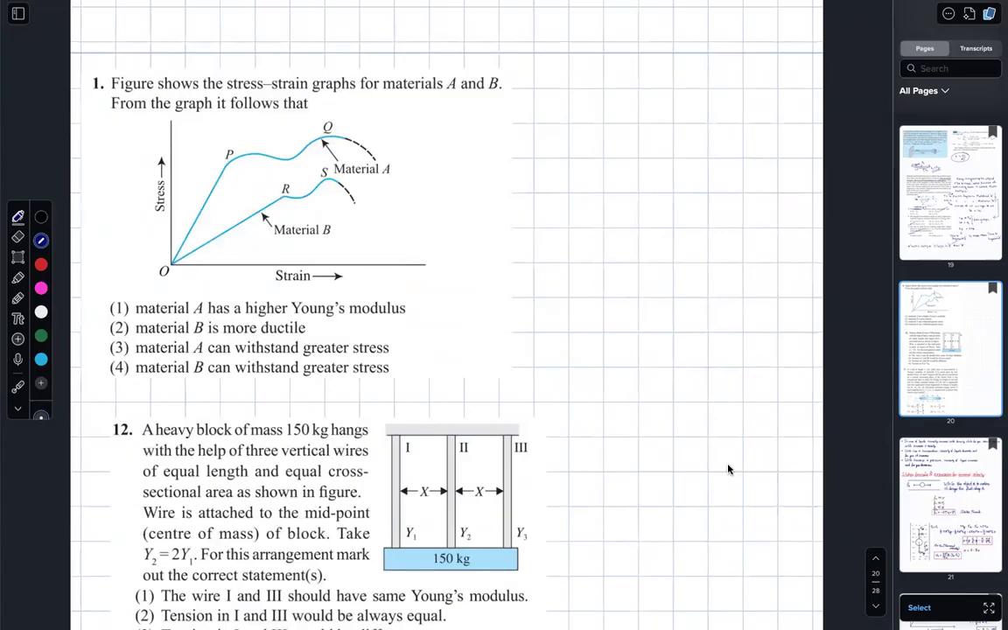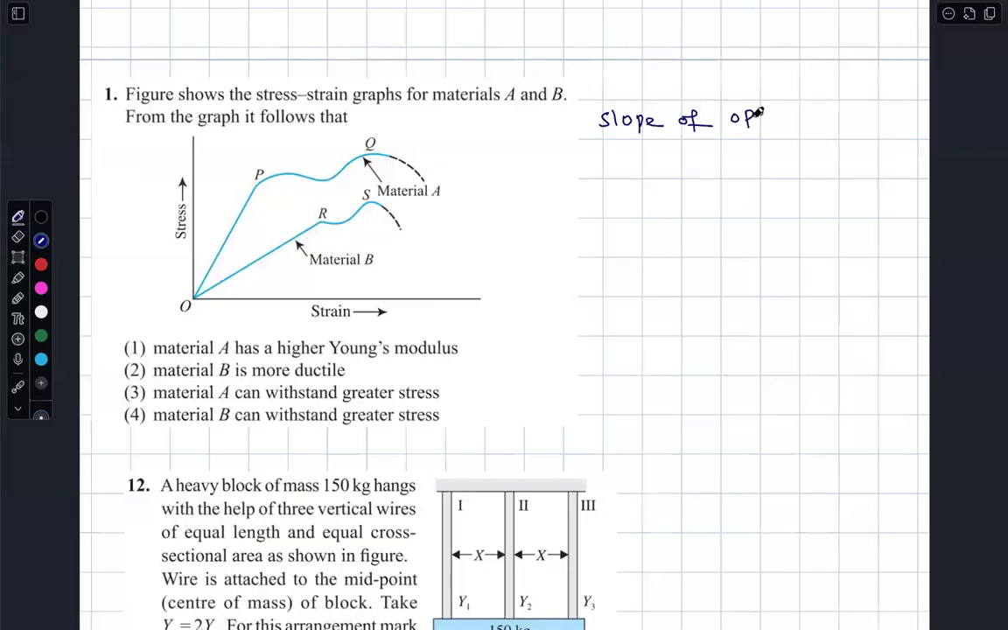See first question. Very clear. I can comment. Slope of OP is greater than slope of OR. Remember, a lot of students make one mistake. This is correct when strain is along the x-axis and stress is along the y-axis. So Young's modulus of A is greater than Young's modulus of B.